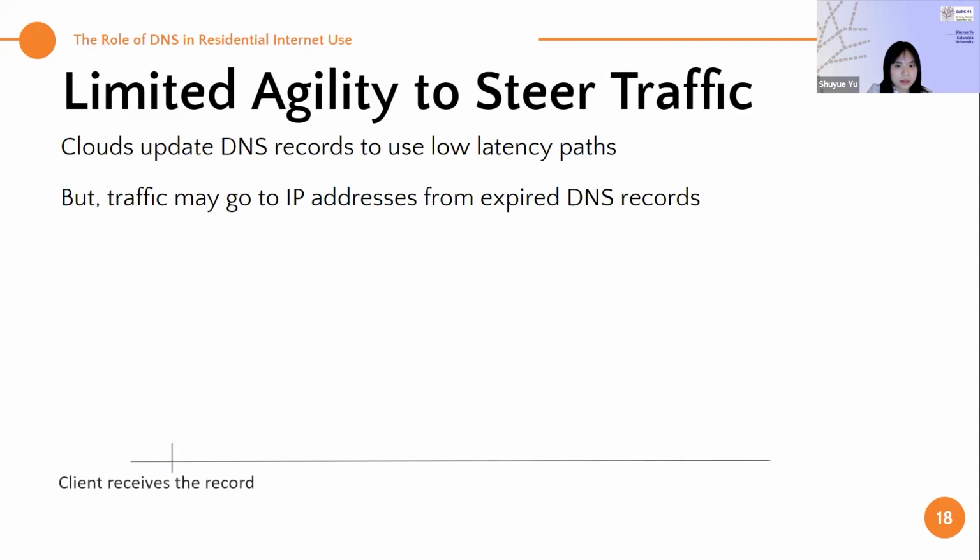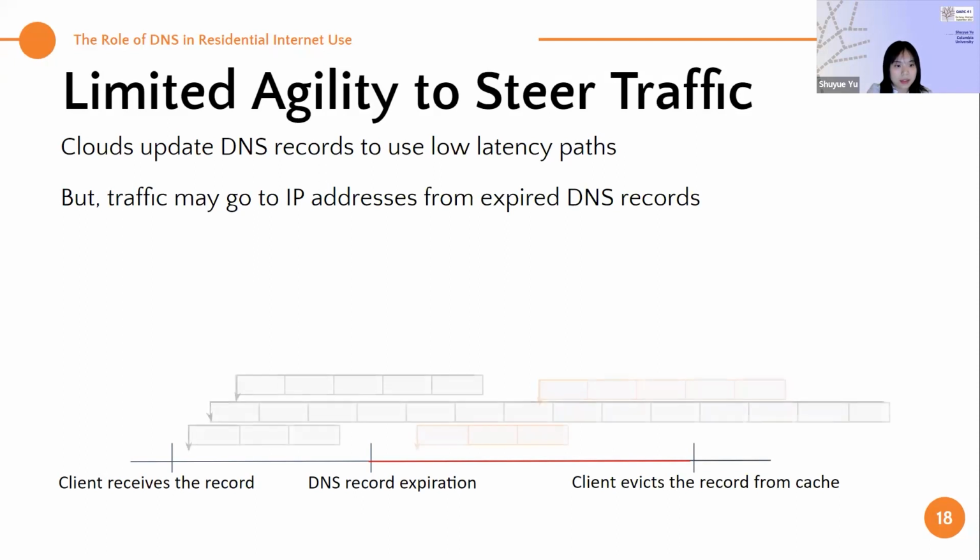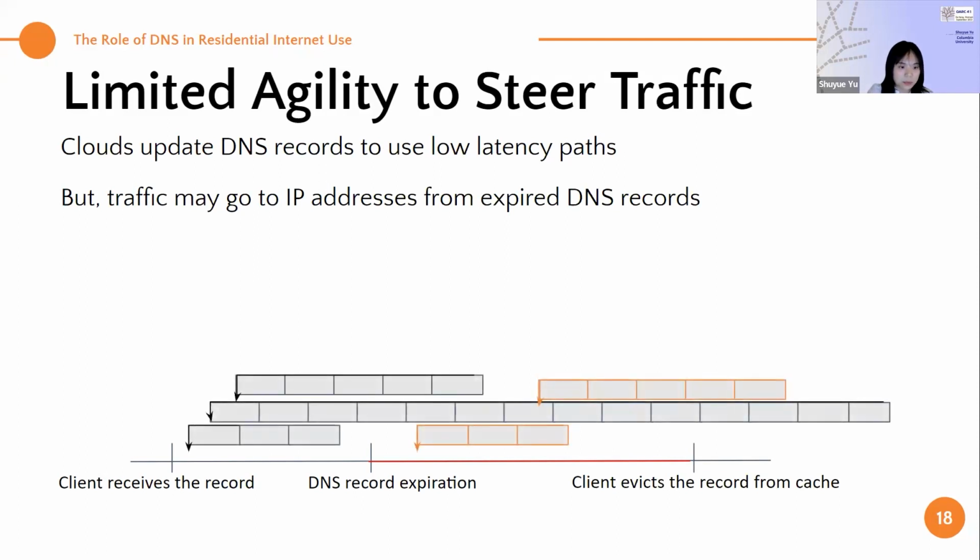Let's look at this diagram again. Again, this is when the client receives the record. This is when the DNS record expires. And this is when the client evicts the record from cache. And again, we have flows starting before the record expiration and starting after the record expiration.